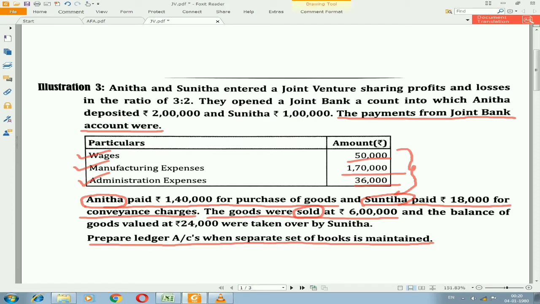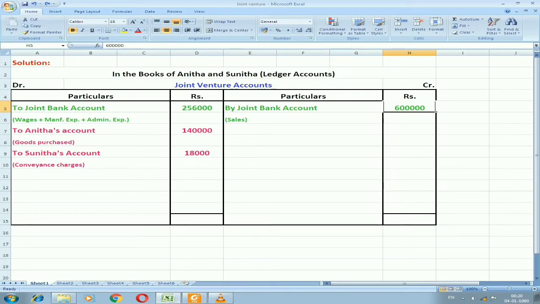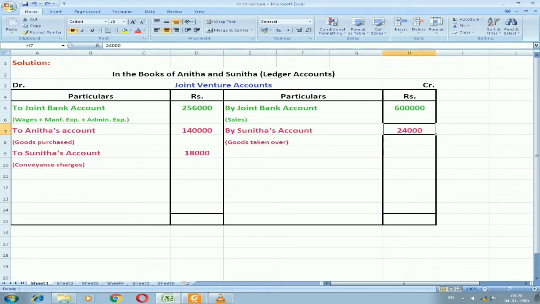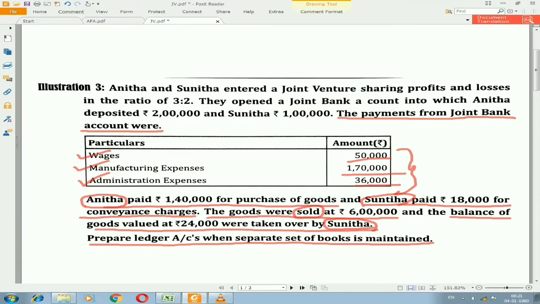Apart from this, we have one more. The balance of goods valued at rupees 24,000 were taken over by Sunita. So it is also a kind of income. If any co-venturer has taken any assets, it will be income for those individual co-venturers. So that will also be recorded on the credit side. But it is taken over by an individual co-venturer, that is the reason it will be recorded in their name, by Sunita's account, and in the bracket goods taken over, with the amount of 24,000. Apart from that, in the illustration we don't have any other expenditures or other income. So that is the reason we are supposed to close it.